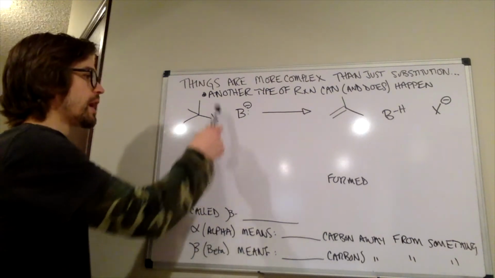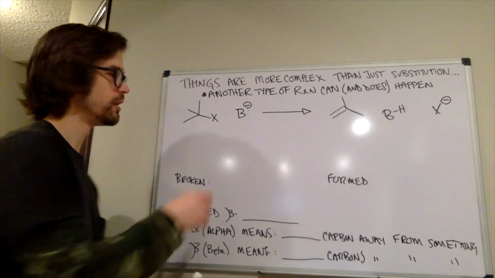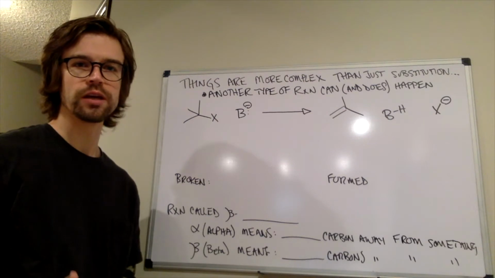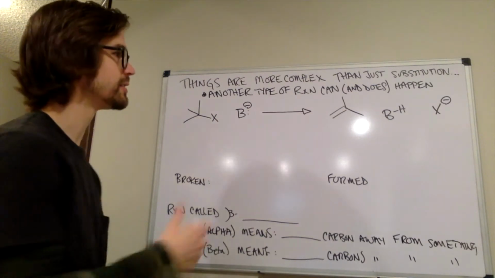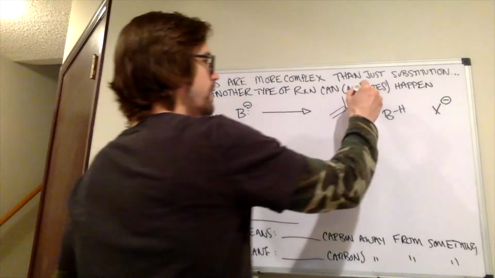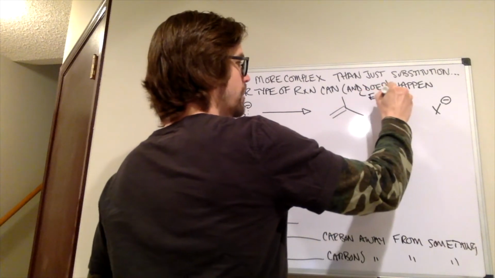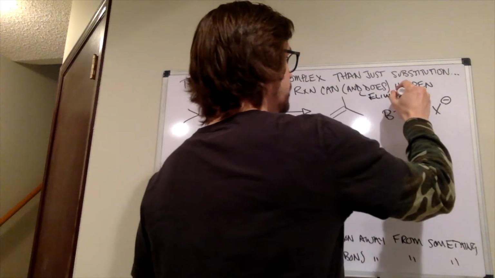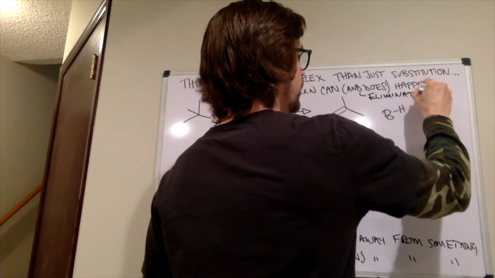What happened to the organic molecule? We took away that X, and we didn't really substitute with anything. We eliminated the X. So this is an elimination reaction. So that other reaction type that we're going to talk about extensively in this chapter is called an elimination reaction.